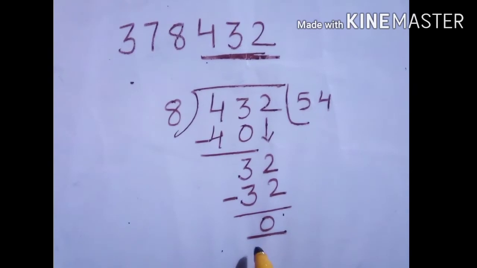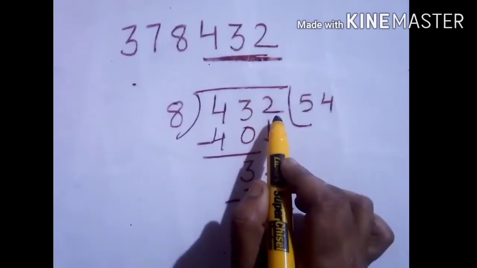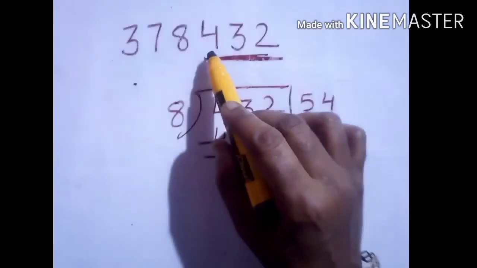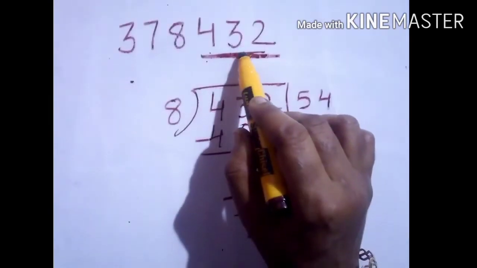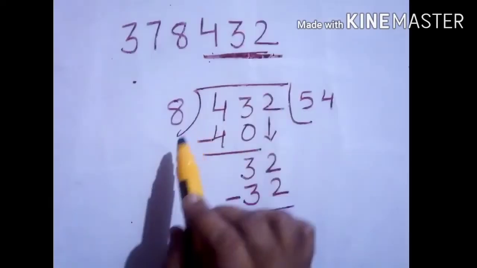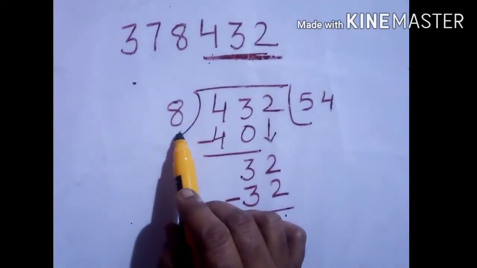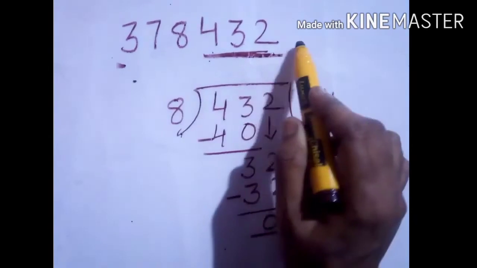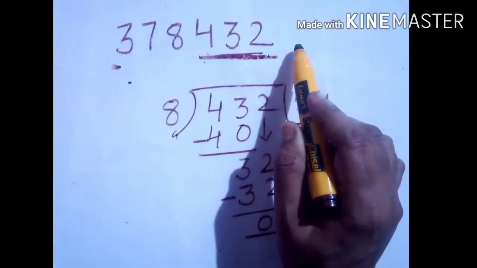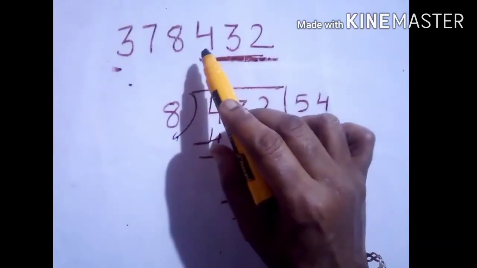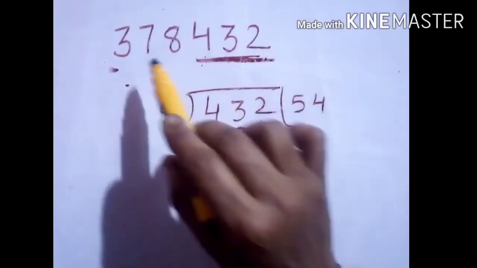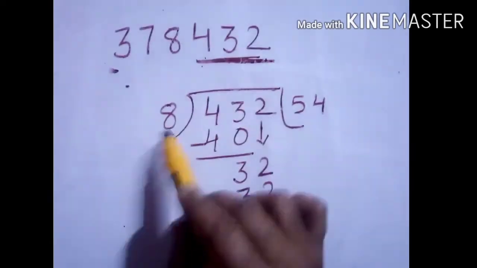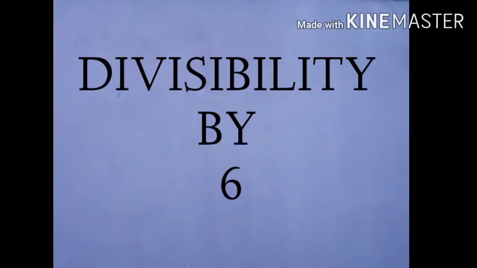Okay, clear now? So that means this 432, which comes in hundreds, tens and ones place digit, is divisible by 8. That means the whole number is divisible by 8. If the hundreds, tens and ones place digit is divisible by 8, the whole number will be divisible by 8.